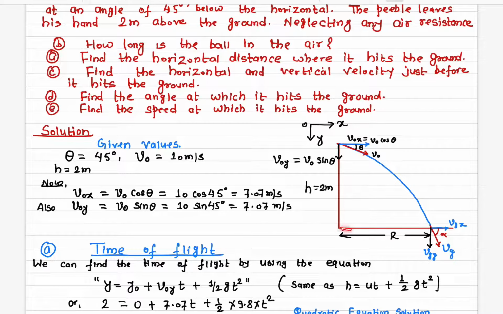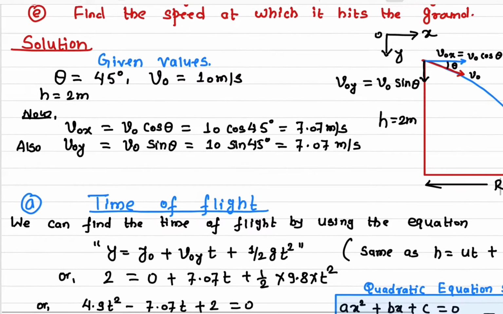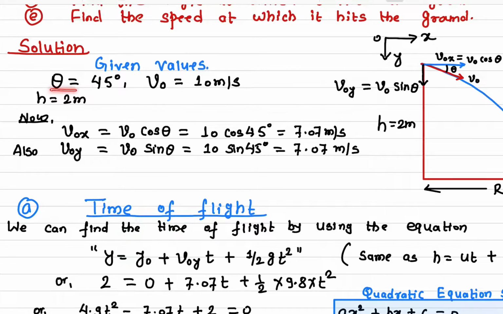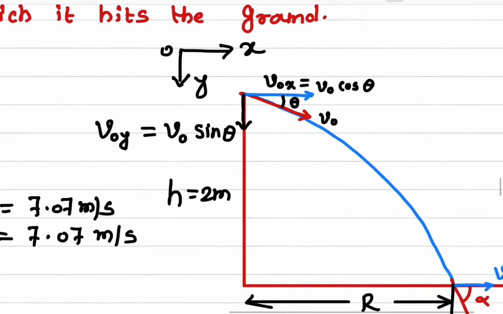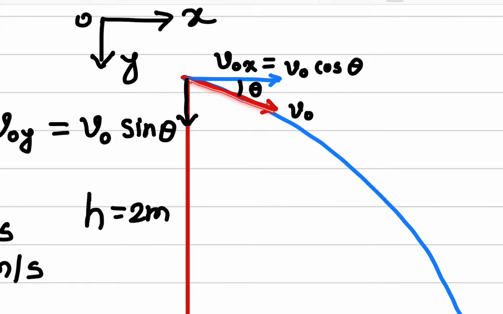We need to find the horizontal distance, at what angle it hits the ground, and what the components of the velocities are when it hits the ground. So let's do it. This is the angle given, and the initial velocity is 10 meters per second, and the height is 2 meters. So once we know this initial velocity and this angle theta, then we should be able to find out the horizontal and the vertical components.